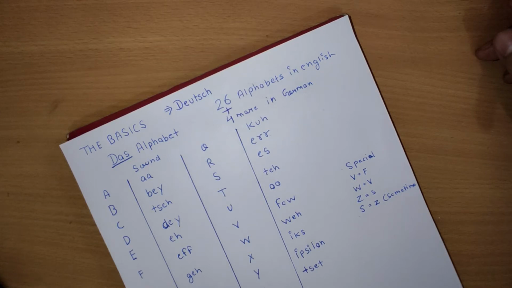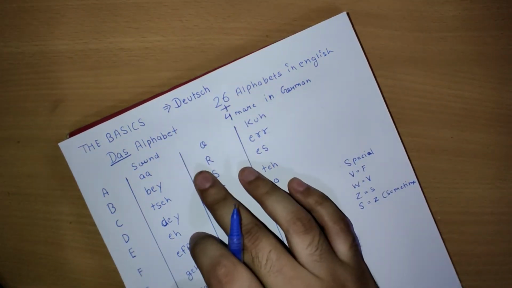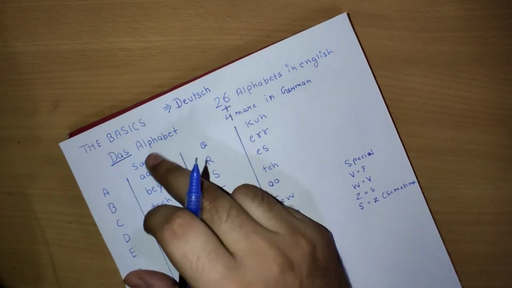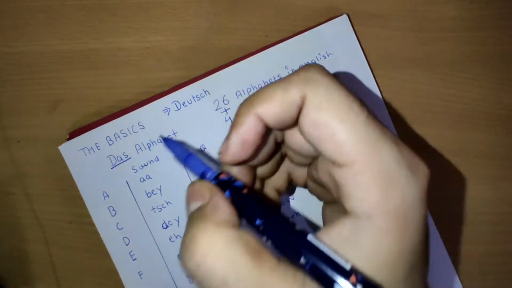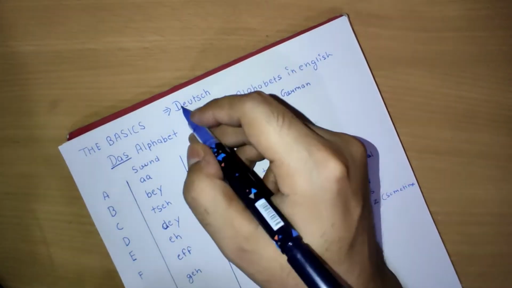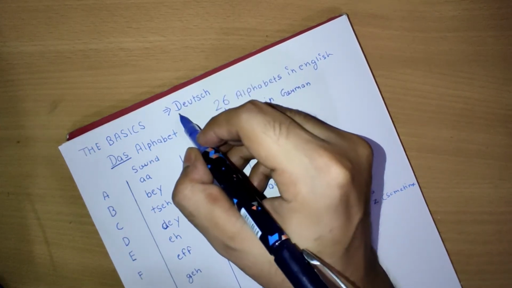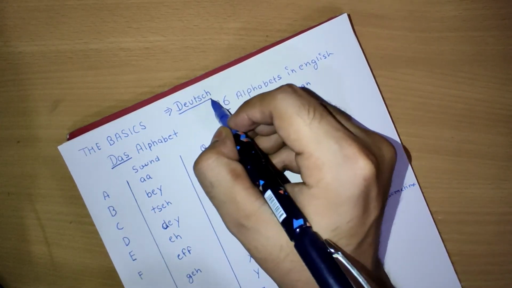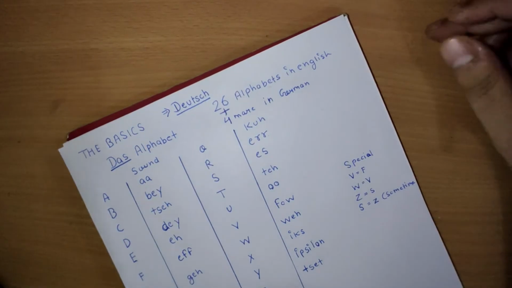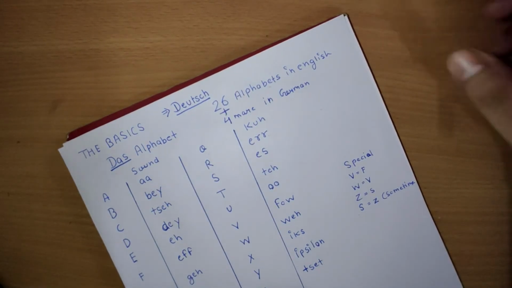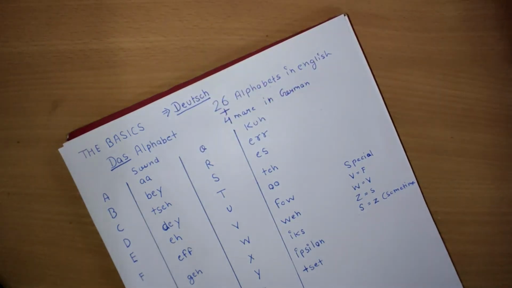And today I'm going to teach you about the basics. And the basics to any language, as we know it, is the alphabet. The German language is called Deutsch. As I have written here, Deutsch is what we call the German language. We call it the German language in English, but it's Deutsch.